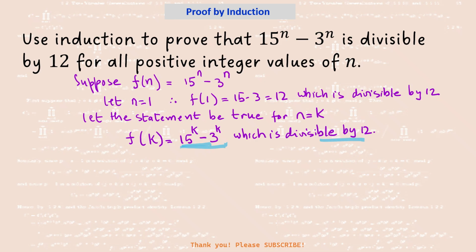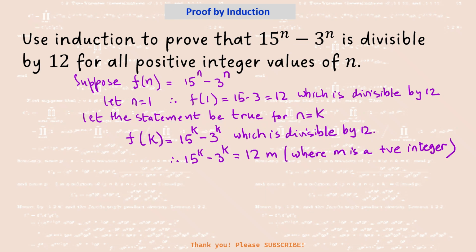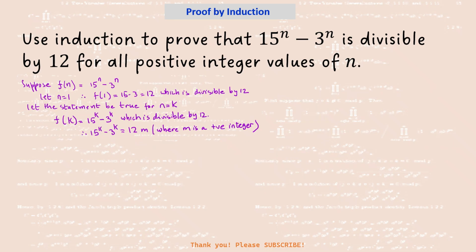And this is divisible by 12. That's what we are assuming. So it's divisible by 12. And since it is divisible by 12, we can write 15 to the power k minus 3 to the power k is equal to 12m, where m is a positive integer. So the next step would be to prove that this statement is true for n equals k plus 1.